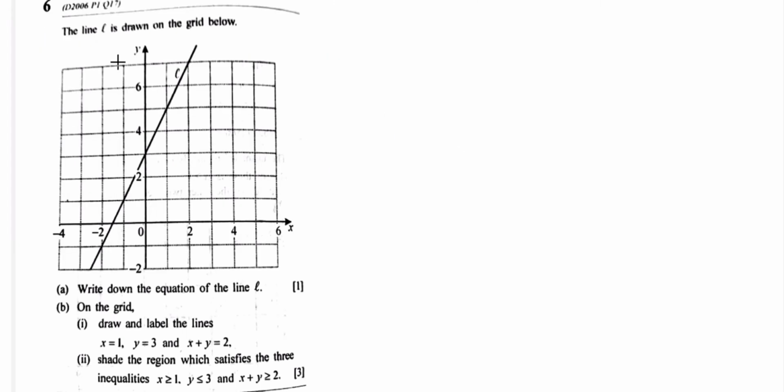Next we have, again, a graph. The question is of the same year in the same paper 1, question number 17. The line L is drawn on the grid below. Write down the equation of the line. Very simple way.